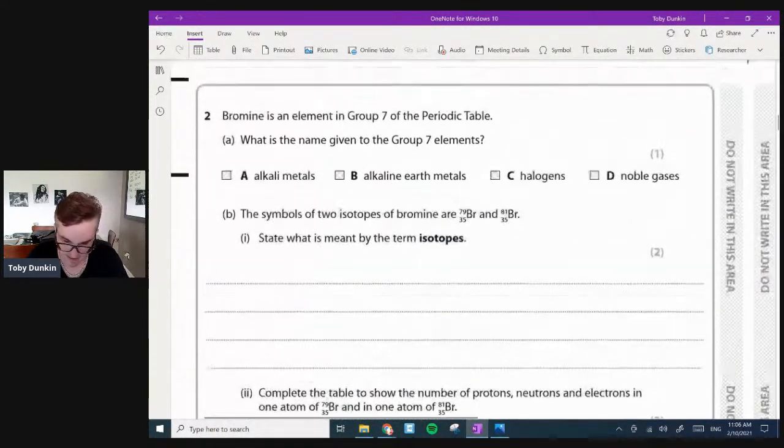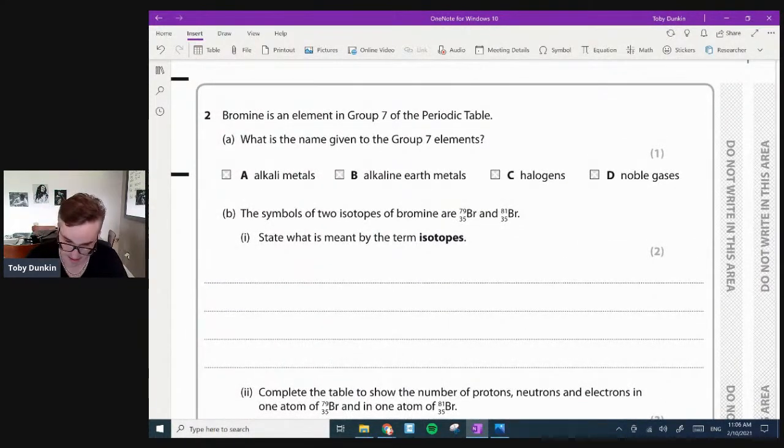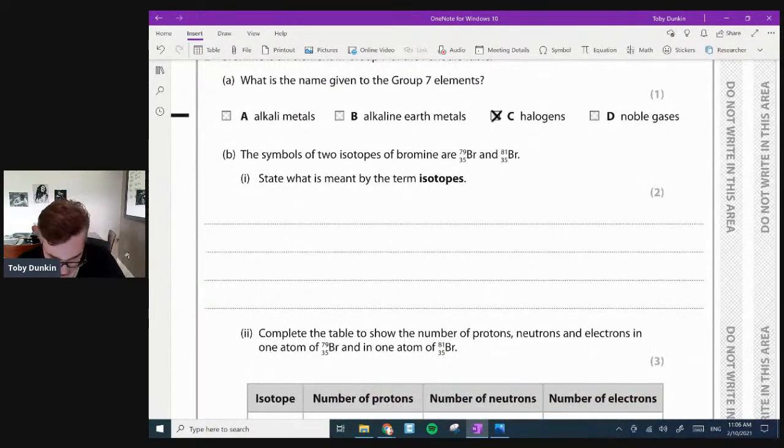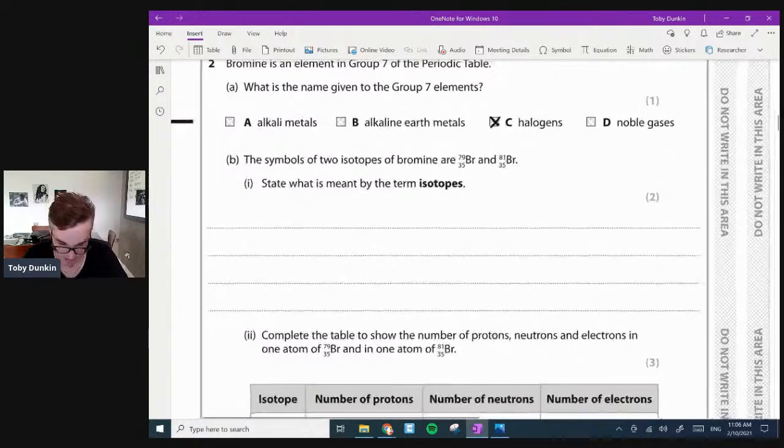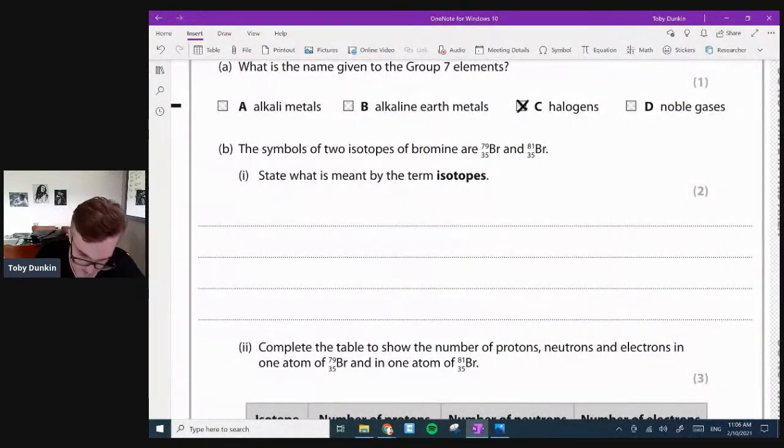Next, question number 2. Bromine is an element in group 7. What is the name given to the elements in group 7? They are called the halogens. The symbols of 2 isotopes of bromine are these. State what is meant by the term isotope.